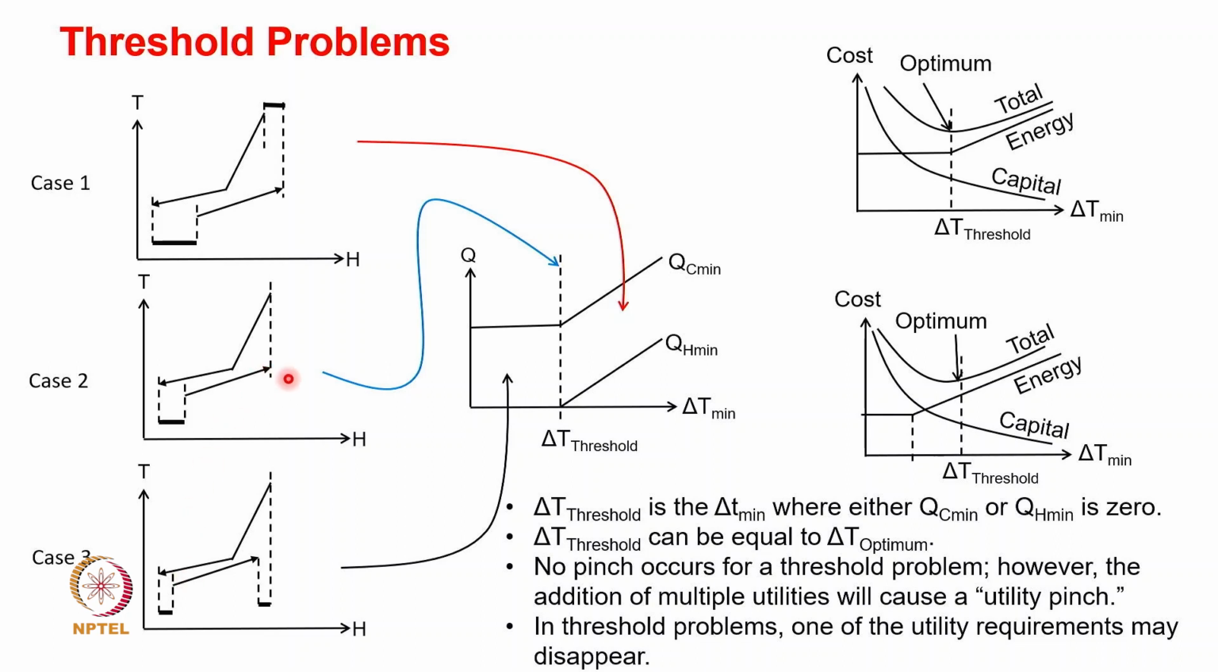At the threshold, in this particular case, the hot utility has become completely not required, but below the threshold your cold utility will remain the same. So even if you further reduce it back, the resultant cold utility at either end would be the summation of the QC min at the delta T threshold.